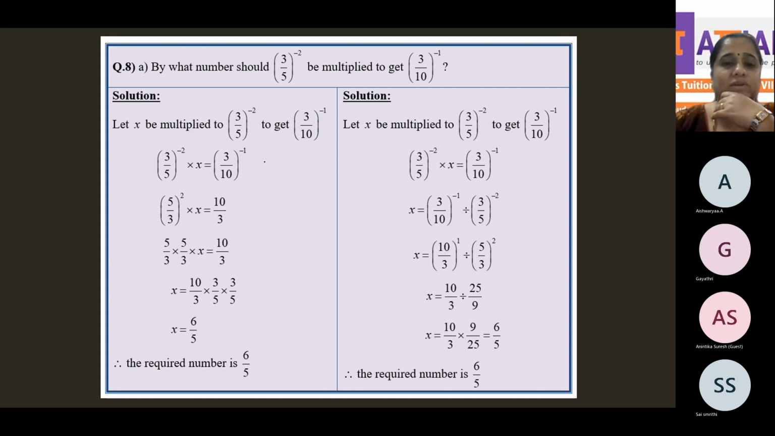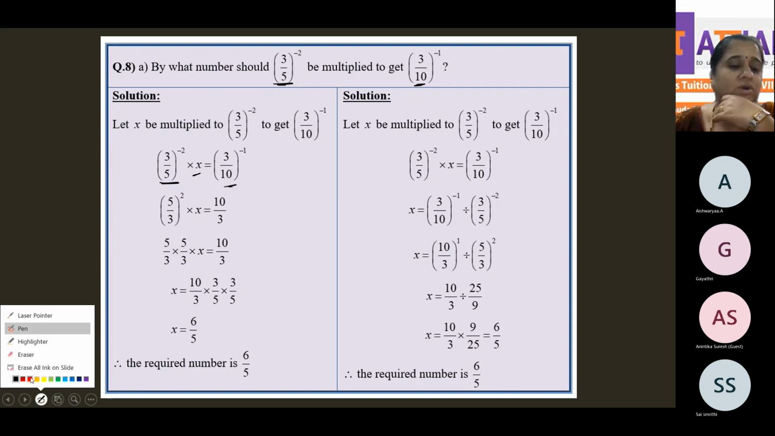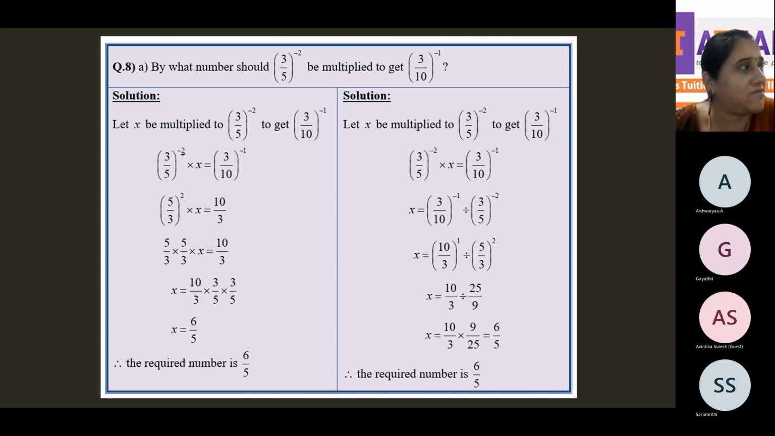Now here, as usual, this is the equation. 3 by 5, the whole power minus 2, into x is equal to 3 by 10 to the power minus 1. So here, what have I done? The power is negative, right? So I've made it positive. Write the equivalent. So 3 by 5 becomes 5 by 3, and minus 2 becomes plus 2, into x is equal to 3 by 10 to the power minus 1. Reciprocal of the base is 10 by 3, negative of the power is 1. I have written the equivalent for both, for this as well as this.